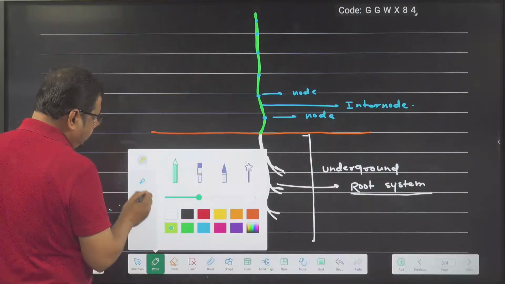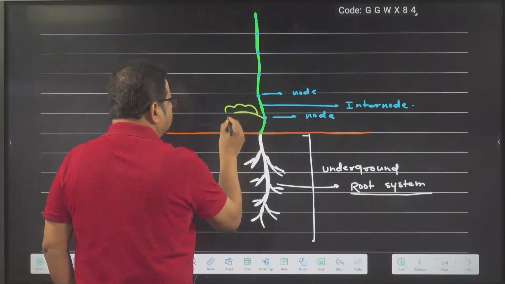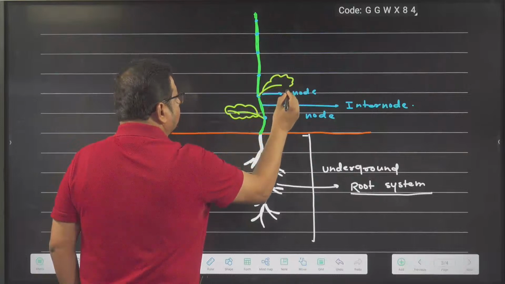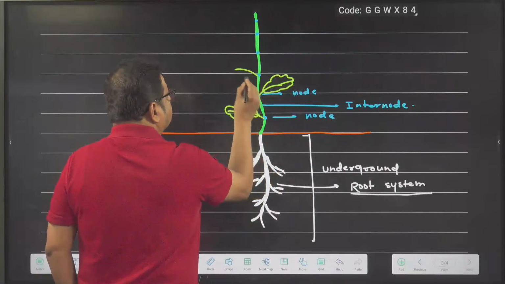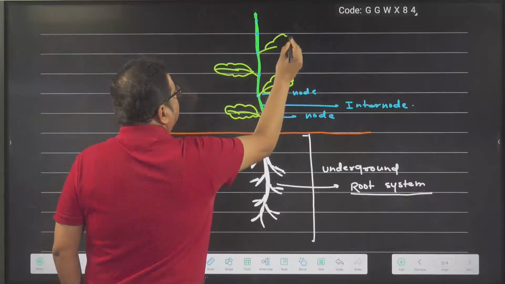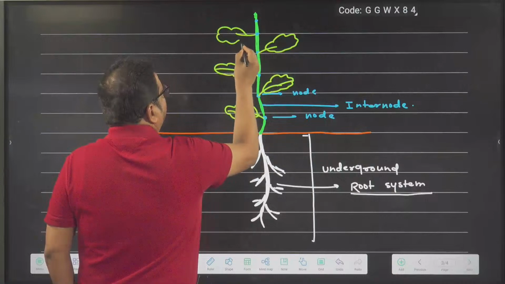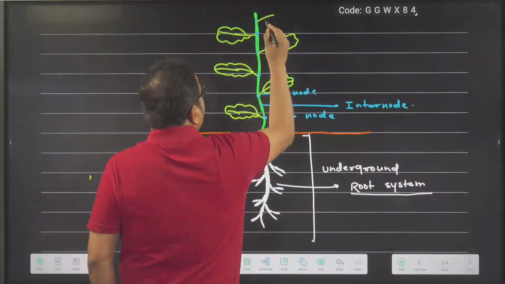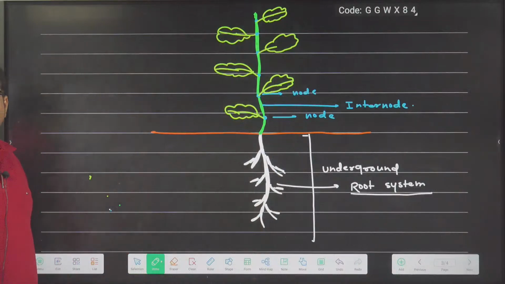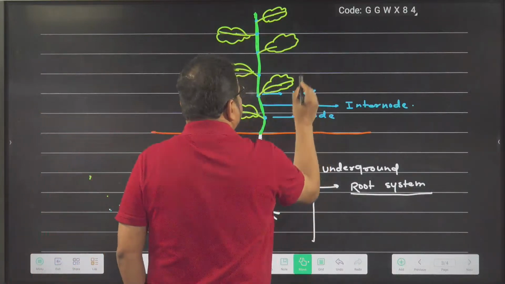So here I am drawing what arises from the node. Leaves are arising, so I am making a leaf here. Here also a leaf is arising. Right, so leaves are arising from the nodes. These are leaves. The examiner can ask a question: leaves arise from which part of the stem? So it is from the node they arise. Getting the thing? So these are leaves.